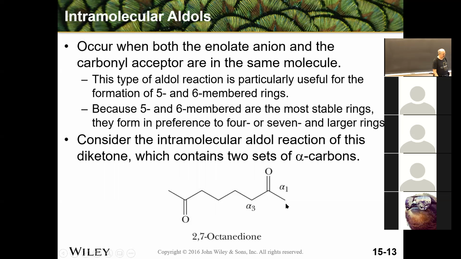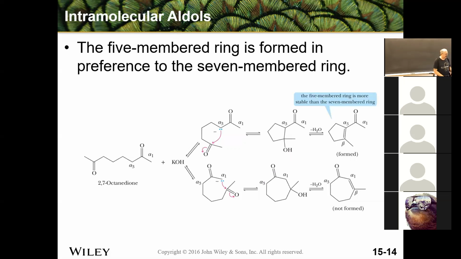Okay, so we have alpha hydrogens here, and we have alpha hydrogens here. So if we removed an alpha hydrogen and it came around and attacked this carbonyl, that would give us a 1, 2, 3, 4, 5, 6, 7-membered ring. And if we remove one of these alpha hydrogens, that would give us a 1, 2, 3, 4, 5-membered ring. So this one's going to form and not the 7-membered ring, which is what this slide shows.